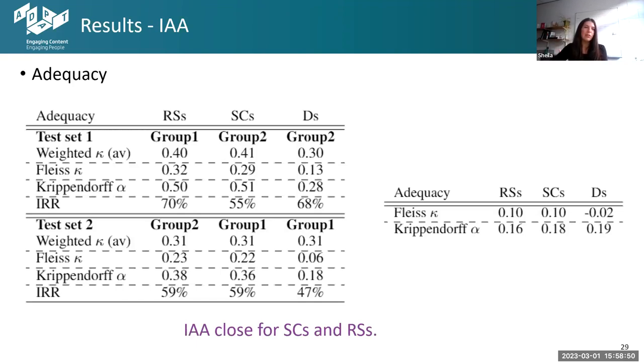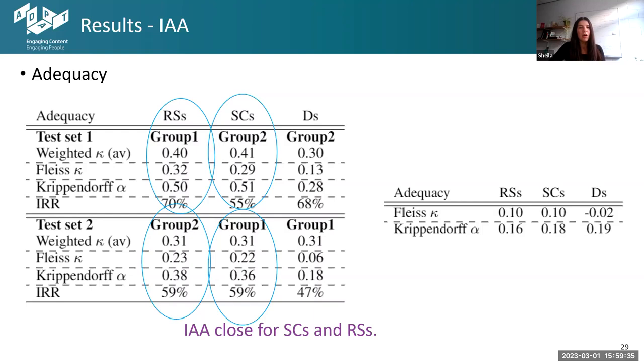So I have two tables here. The first one is by test sets and then by scenarios. I have the RS, which is the random sentence, SC is the sentence in context, and DS is the document score. I have one per test set, and then I have the aggregated scores in the table on the side. You see that for adequacy, the inter-annotator scores are very close for random sentences and sentences in context. That holds for test set 1, test set 2, and also the aggregated scores. So that's a much better result than I got before.